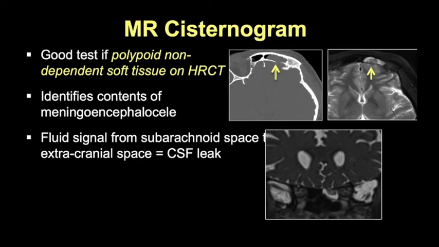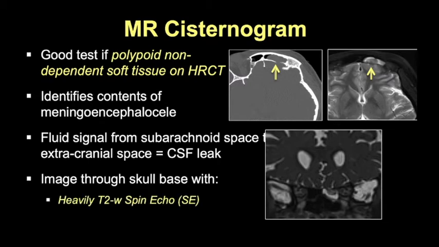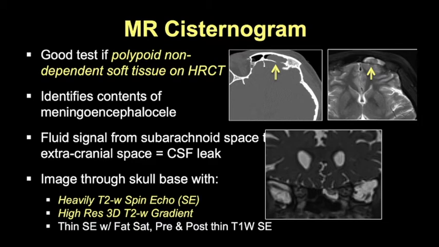The highest yield sequences for trying to detect a site of leak on MRI cisternography are very thin section, heavily T2 weighted sequences obtained in the coronal plane, preferably with sub-millimeter isotropic images able to be reformatted into other planes. These include 3D FSE SPACE sequences, or balanced steady-state gradient echo sequences such as the CISS or FIESTA sequences. We also perform pre- and post-contrast thin-section T1 weighted images to look for dural enhancement.